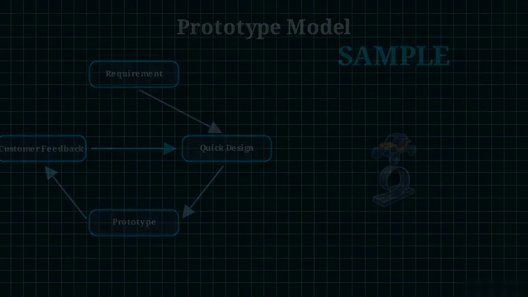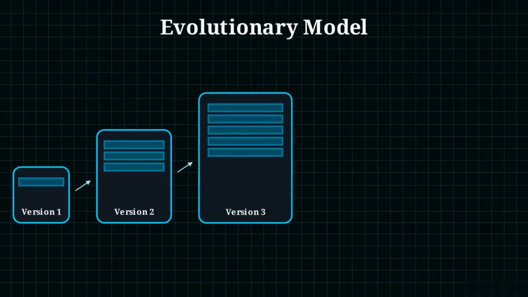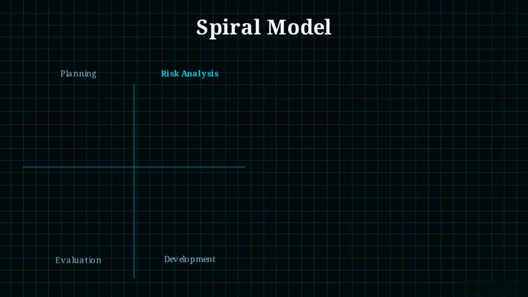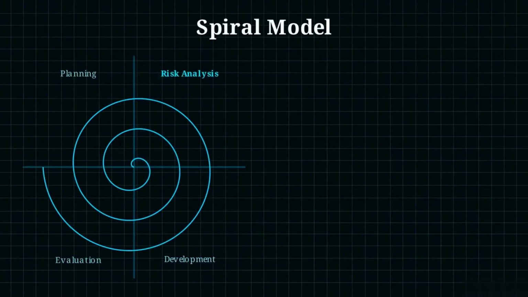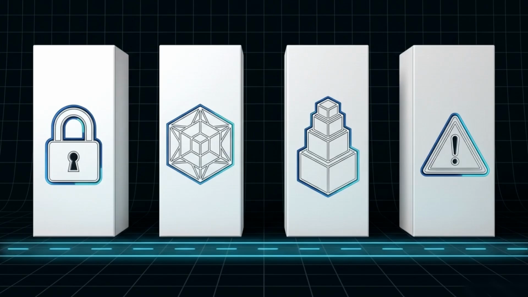Then we have projects like Instagram or WhatsApp that need to release working software gradually. Each stage produces a usable product, adding more complexity through sequential versions. This is the evolutionary model. Finally, the spiral model. Each cycle forces the team to stop and ask, what can go wrong? This is used for massive projects where you must manage every potential risk before moving to the next phase. Fixed, sample, versions, risk. These 4 pillars are the foundation of your revision sheet.